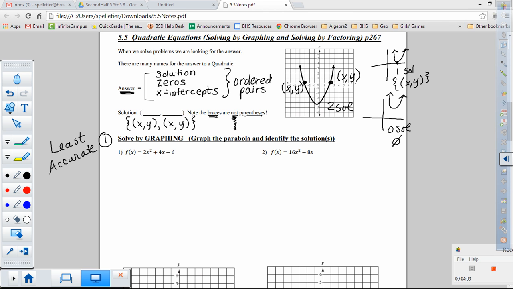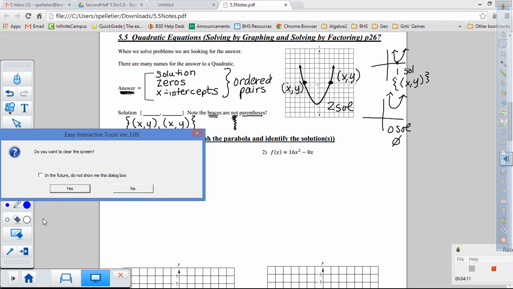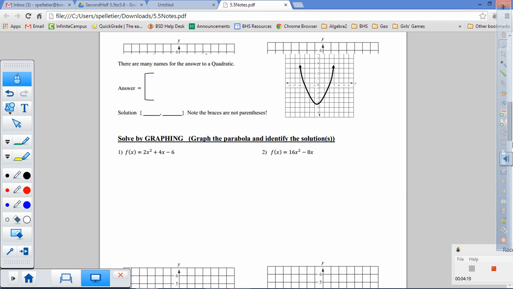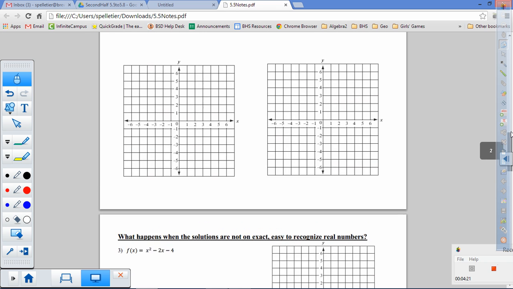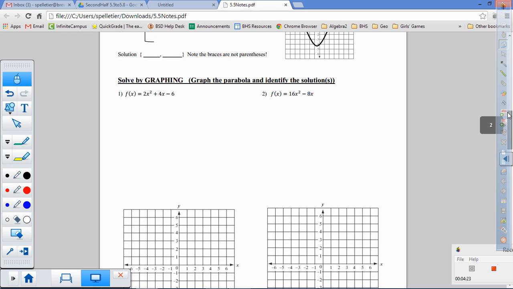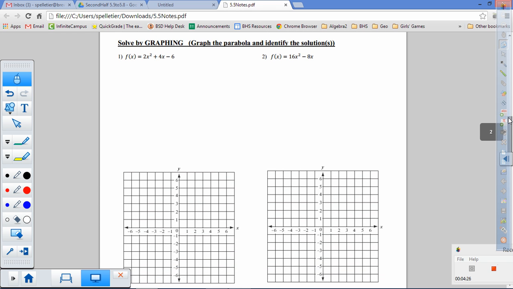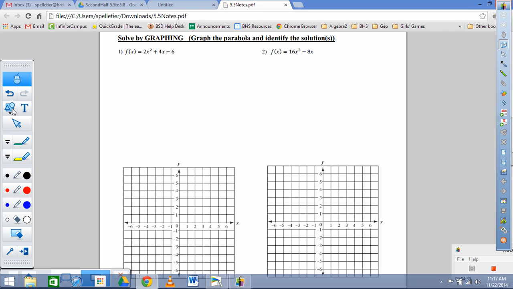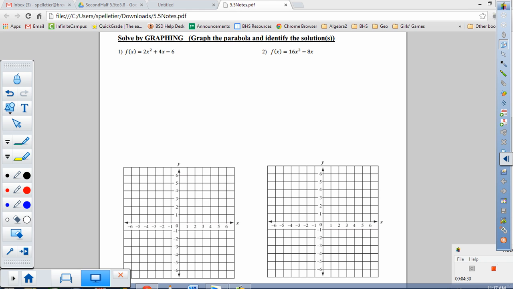I'm going to scoot my screen up, and then we're going to talk about how to do these two problems. I'm just going to scoot my screen up a little bit. Oops, too far. So we'll stop right about here. I want to be able to get the graph in as well. Okay. So we are going to start with how do you graph a parabola.